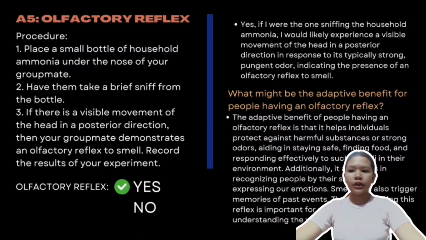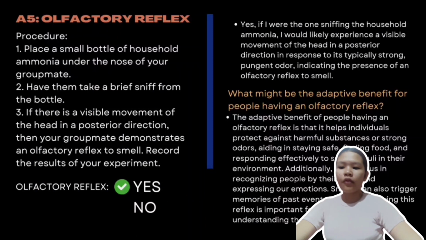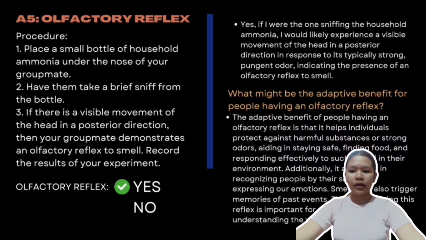For the procedure, place a small bottle of household ammonia under the nose of your groupmate. Then have them take a brief sniff from the bottle. If there is a visible movement of the head in a posterior direction, then your groupmate demonstrates an olfactory reflex to smell. Record the result of your experiment.